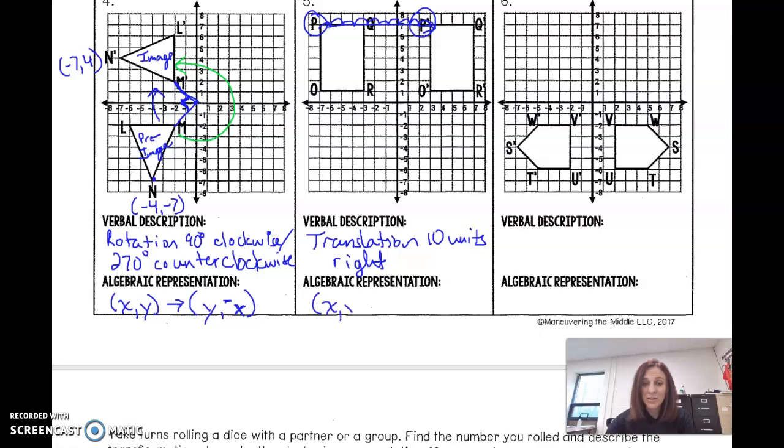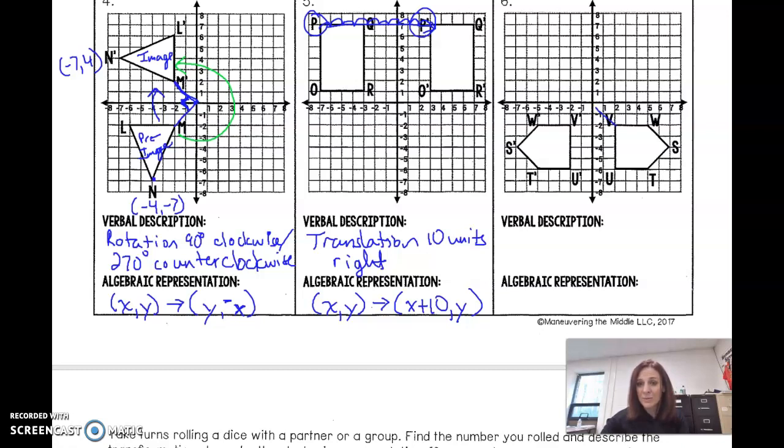So for our coordinate notation, left and right, that's our x value. So I'm taking whatever x is and I'm adding 10 to it, but my y value is not changing. The figure is not going up or down at all. All right, one more. Okay, again, yay, different type of figure, a little bit easier to see.